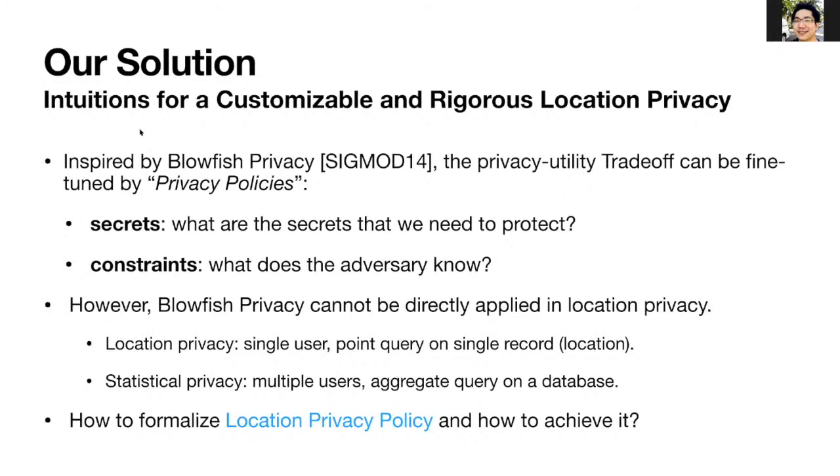However, Blowfish privacy cannot be directly applied here because essentially the settings are different. In statistical privacy, we consider multiple users and aggregate queries on a database. However, in our setting, location privacy, there is a single user and point queries on a single record. Our question is how to formalize such a location privacy policy and how to achieve it.